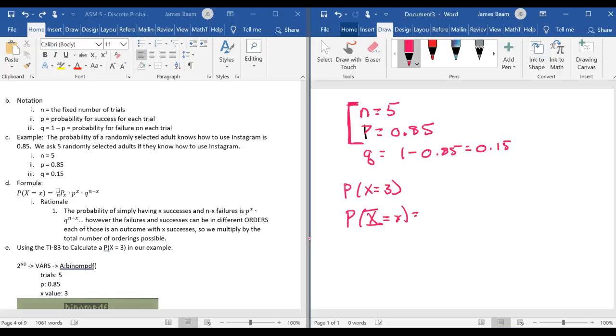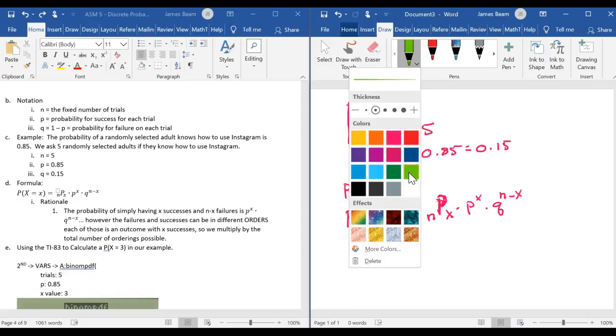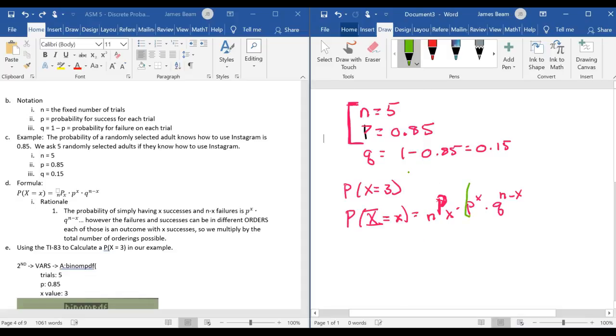The probability that X is equal to x is nPx times little p to the x times little q to the n minus x. Here, the big P is the permutation P. That seems like an awful formula, so let's break it down a bit and see if we can understand what's going on. This part is the easy part to understand.